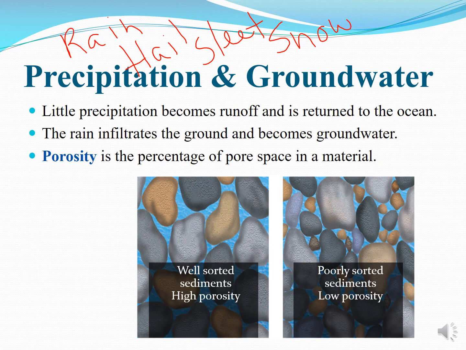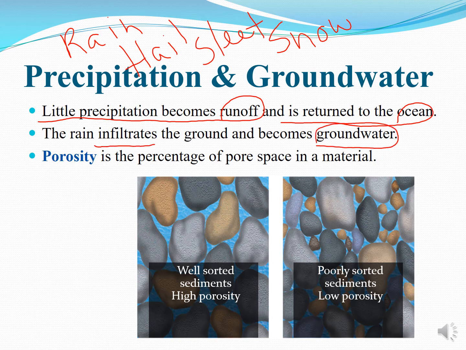So, if we have precipitation, it becomes runoff. Remember, runoff is when it falls off and goes into a body of water or creates a body of water and is returned into the ocean. The rain infiltrates the ground and becomes groundwater.